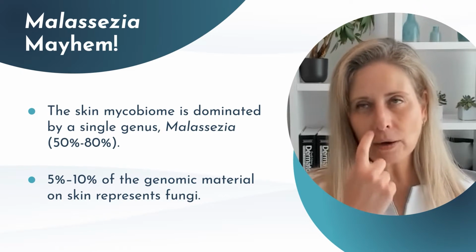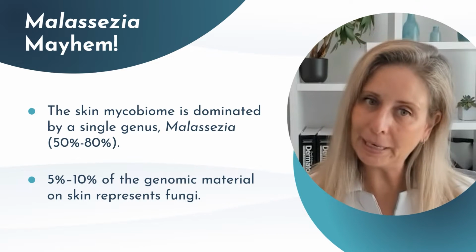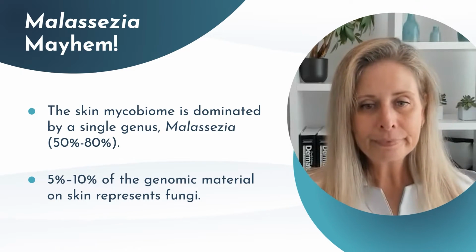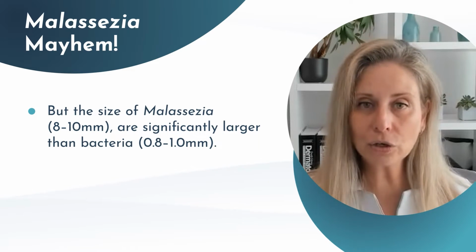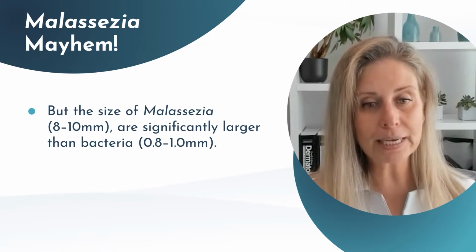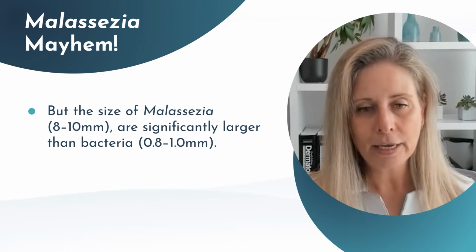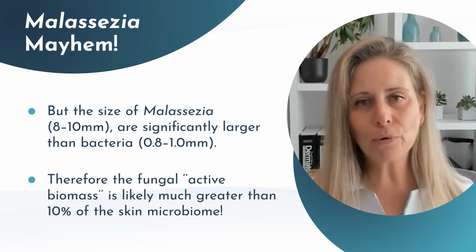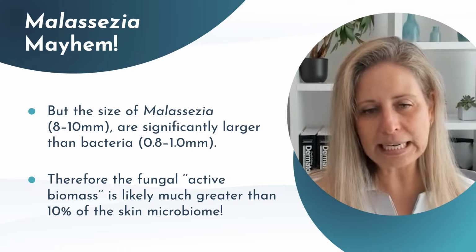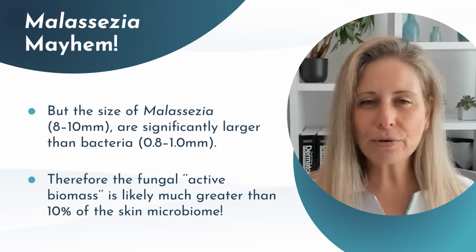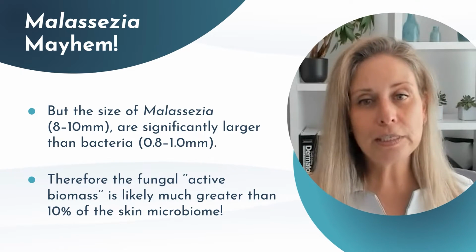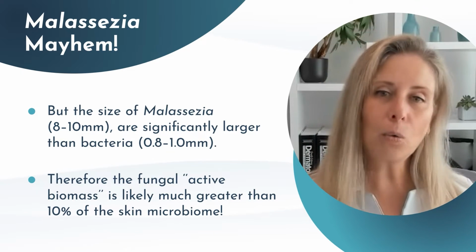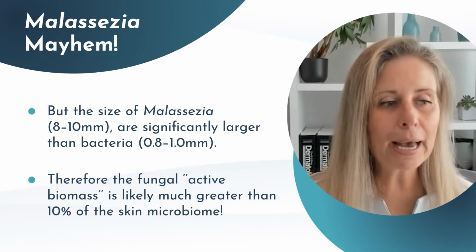So that makes it seem like, oh, okay, well, I guess maybe we should just pay attention to the bacterial side more. But here's the thing. The size of Malassezia are significantly larger than its bacterial counterparts, up to 8 times as big. So the active biomass of our fungal organisms on the skin, it's likely much greater than 10% of what's happening on the skin microbiome. So we really do need to pay attention to the fungal piece, and we're going to be looking at all of those impacts today.